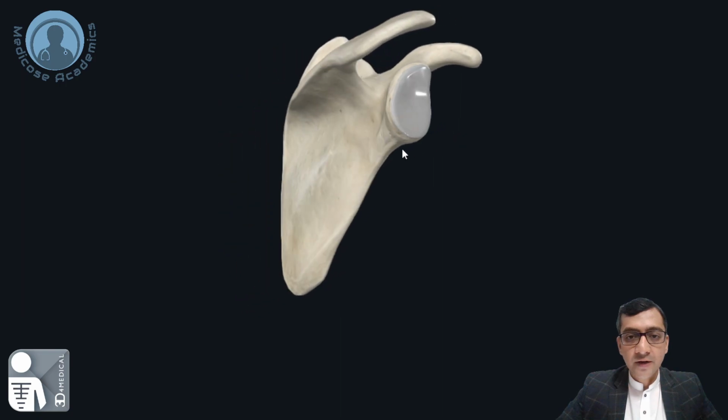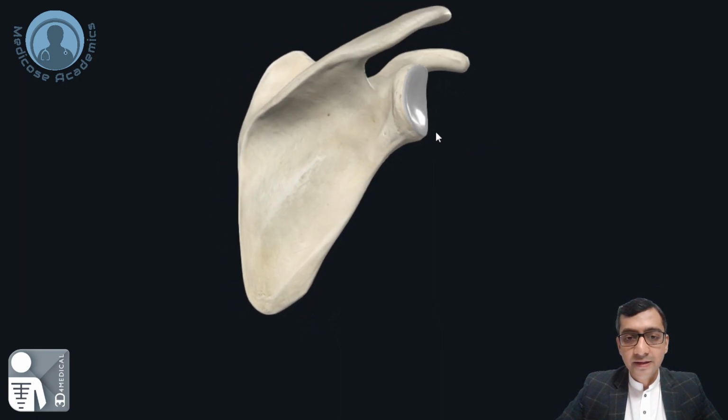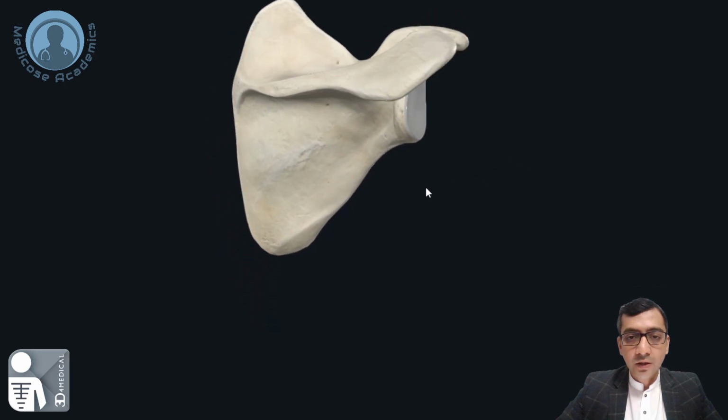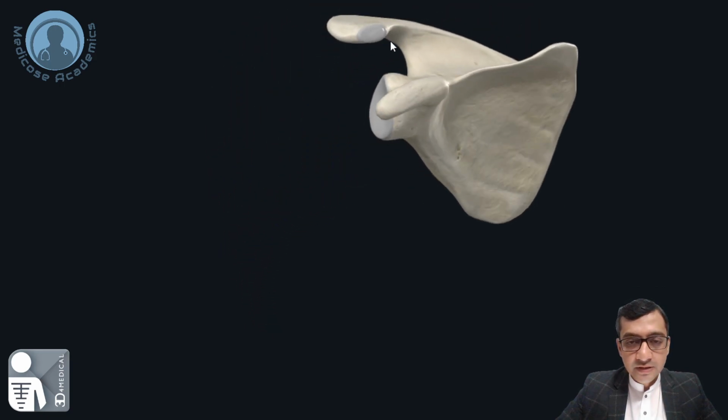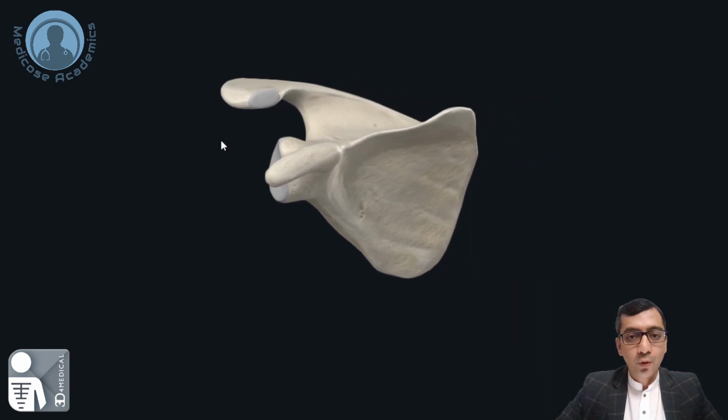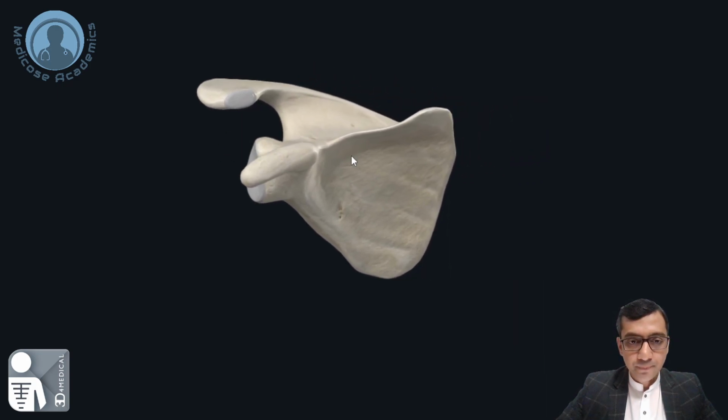You can see it is flattened from above downwards and expanded from side to side. We are looking at it from the back, and on the tip, it has the articular facet that makes the joint, the acromioclavicular joint.